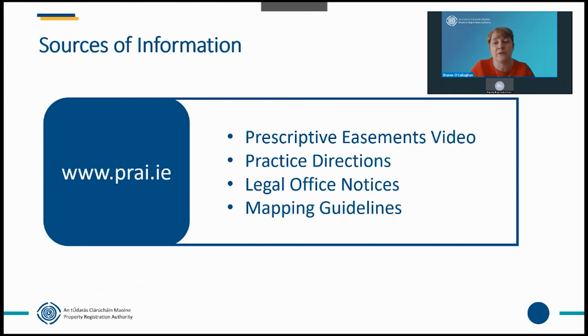And just to give you a time frame, an application that is in order can normally be processed within 3 months. Again, this is obviously dependent on receiving no objections to the registration. To assist you further in lodging a correct application, you may wish to view our Prescriptive Easements video, which is also available on our website.